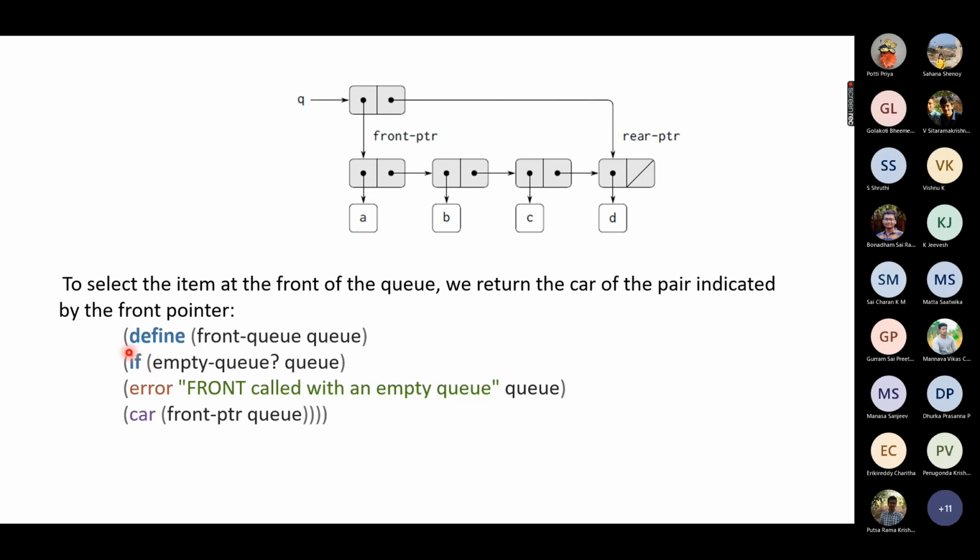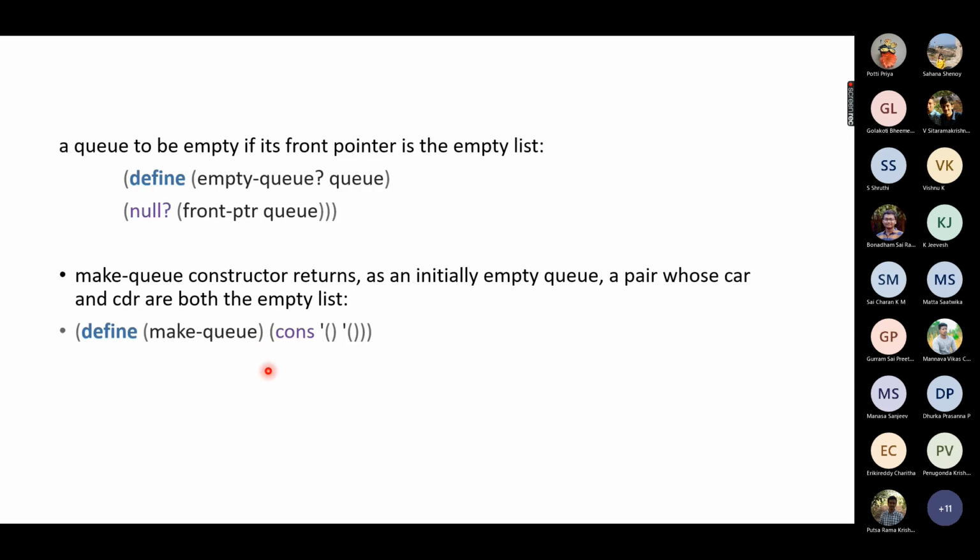So how does the procedure go? It goes like this. Define front queue as the function name, and then the queue is given. First of all you have to check whether it is empty or not, because you are going to call the front queue immediately after the make queue.